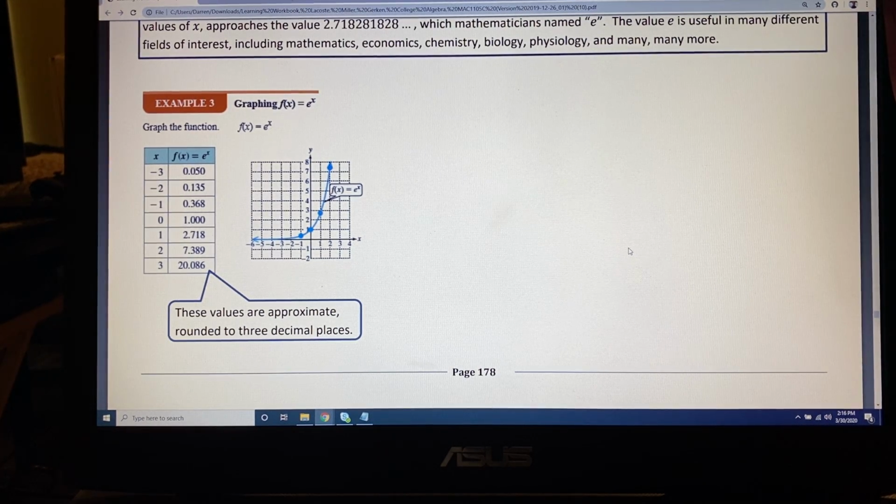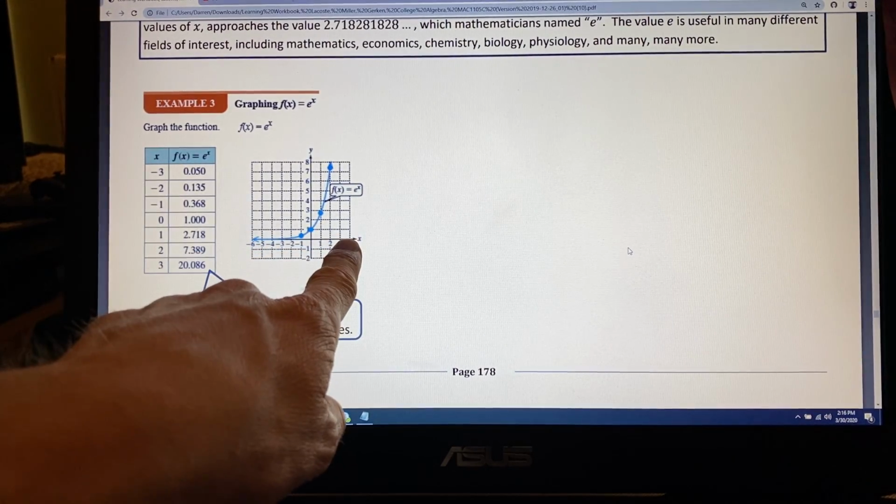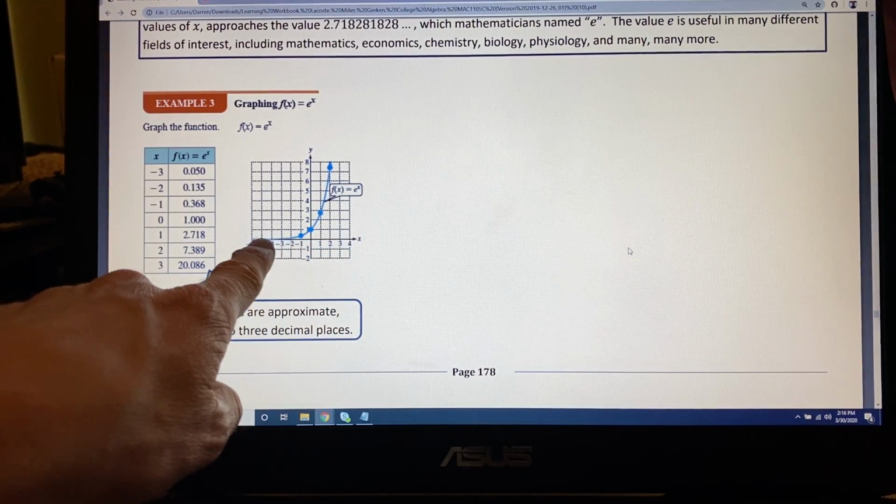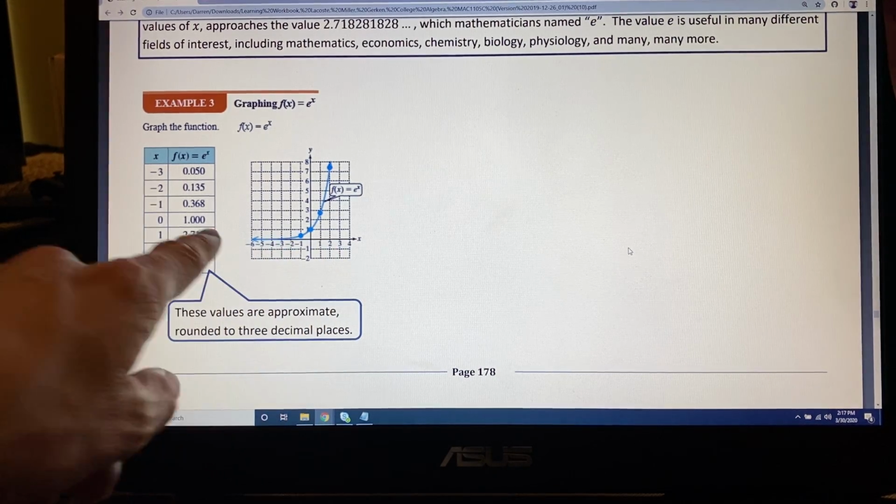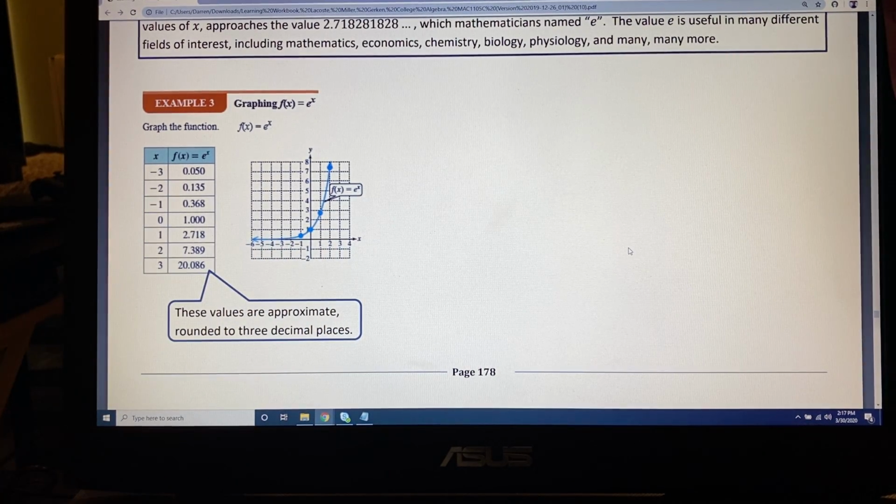Does this graph have a horizontal asymptote? The answer is yes. The graph, the blue curve, is approaching the x-axis. It will never reach the x-axis. It forever approaches but never reaches the x-axis. So the x-axis is our horizontal asymptote for this particular graph.